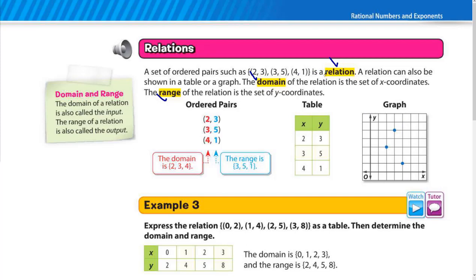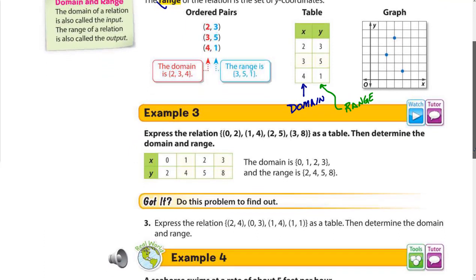The domain of the relation is the set of all the x coordinates. So if you're looking at all the x values in this table, they make up the domain. On the other hand, all the y values make up the range. Go ahead and put those examples into your spiral now, the idea of domain and the idea of range. So once you have that written in, take a look at example 3.